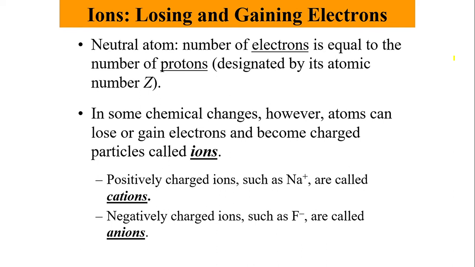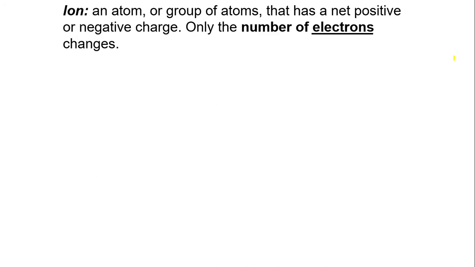So let's see how the process happens. An ion, therefore, is an atom, or actually, as we're going to see in chapter 3, a group of atoms that has a net positive or negative charge. In other words, there is an imbalance between the protons and the electrons. However, ions of a given element are only different in the number of electrons. Only the number of electrons changes.